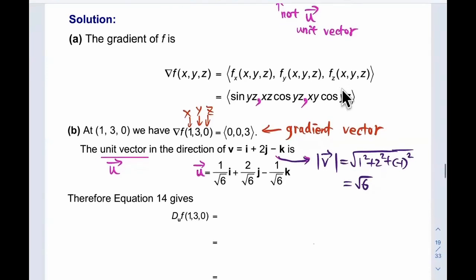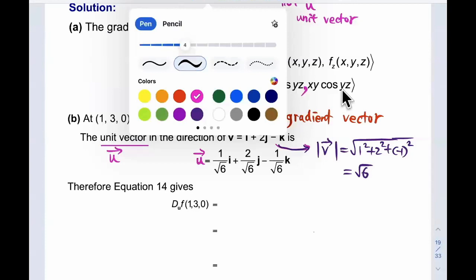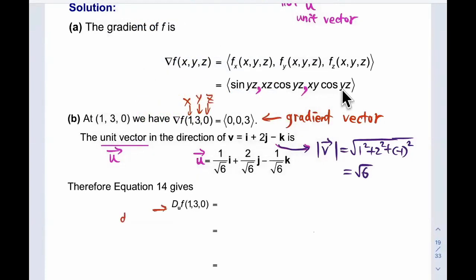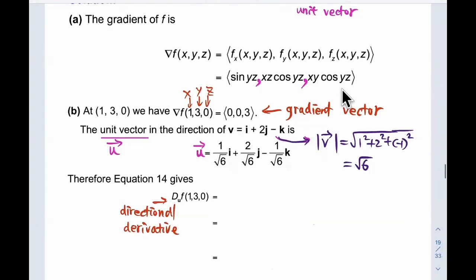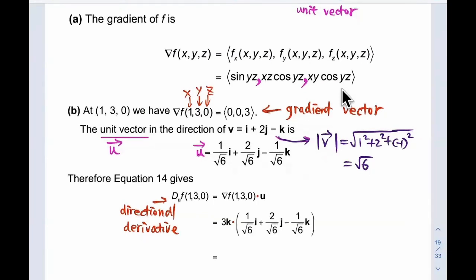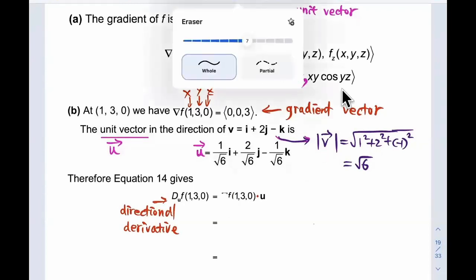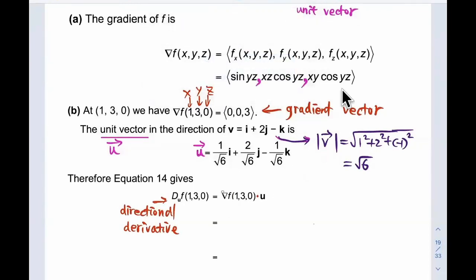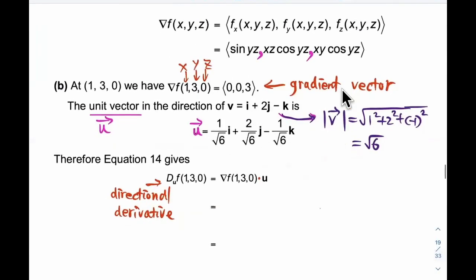Now, keep in mind, what are we looking for? We're looking for this directional derivative, right? So the directional derivative, what was the formula? It's the dot product of the gradient with the direction vector, right? So this u right here. Okay, so we just take the dot product. Okay, good. So this is the dot product.